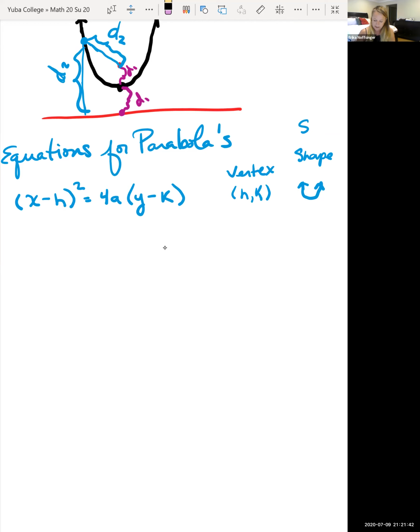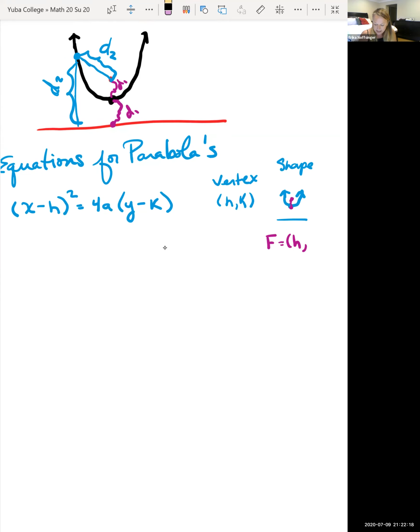To get to your focus, basically, focus is always where the parabola is facing towards, right here. So our focus, that is a distance of A. And so if this point is at HK, think about it. If you're adding a value of A here, that's affecting your Y value. And so your X value is staying the same. So your focus is going to stay at H, but your Y value of that point is K plus A. So just add that value of A.